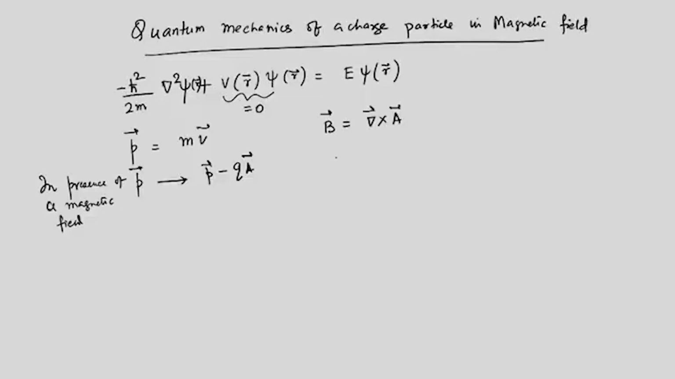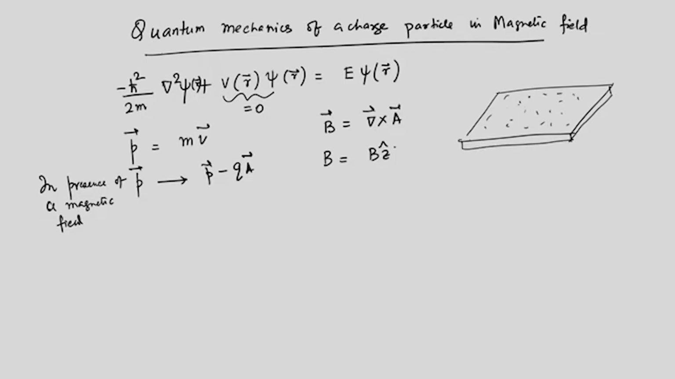Say you have asserted that B is in the z direction. The understanding is that we have planar charges, in a thin material like this, and there is a magnetic field which is perpendicular, acting in the z direction. So, B is equal to B z cap.